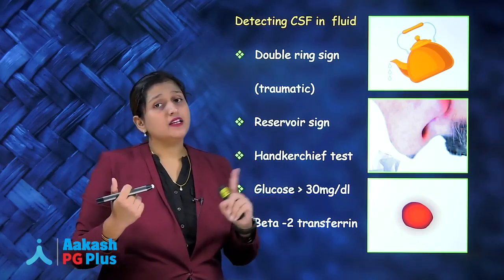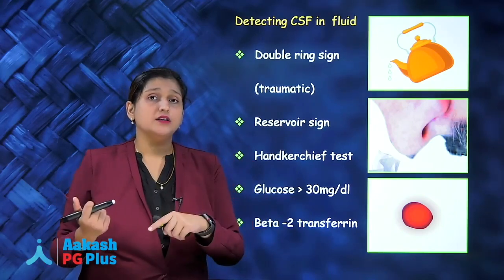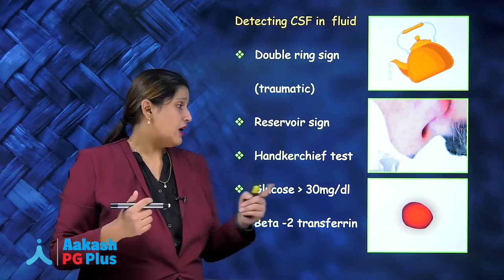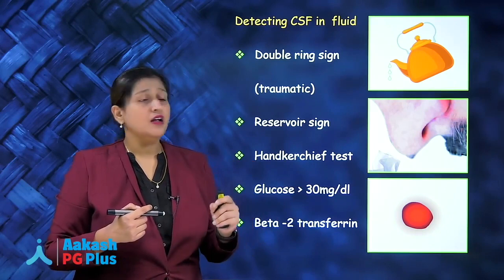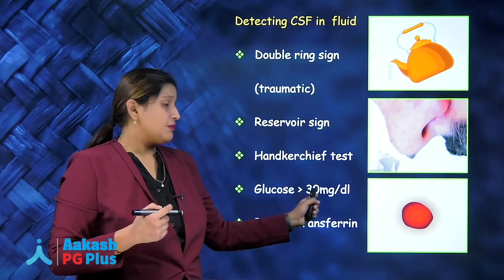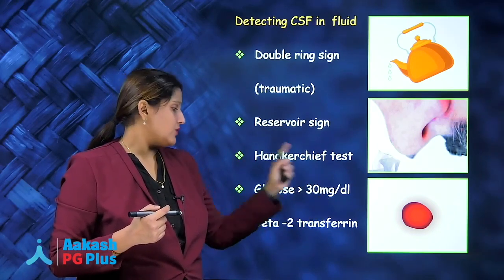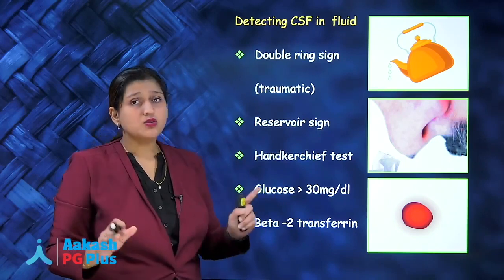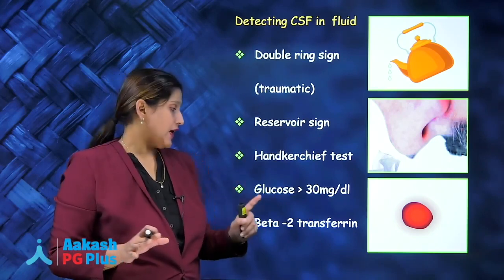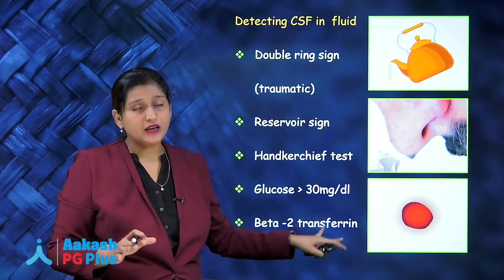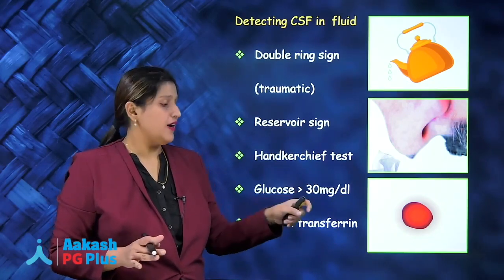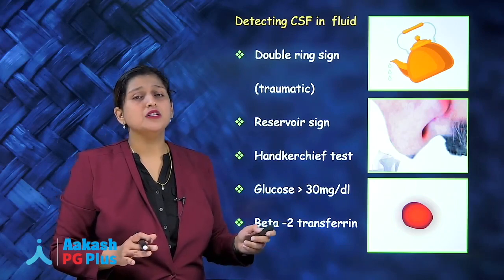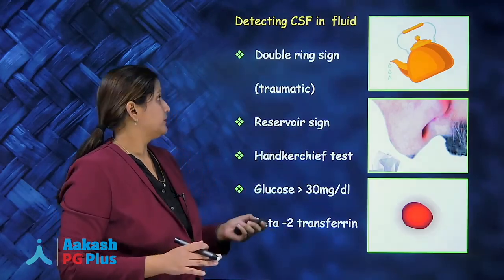When you compare the glucose content of mucus and CSF, you also have to check the blood sugar of that patient, because the glucose in the CSF will be more than 30. The most pathognomonic or diagnostic test is beta-2 transferrin. If it is present, then it is indicative of CSF, and there is no confusion between nasal mucus and CSF.